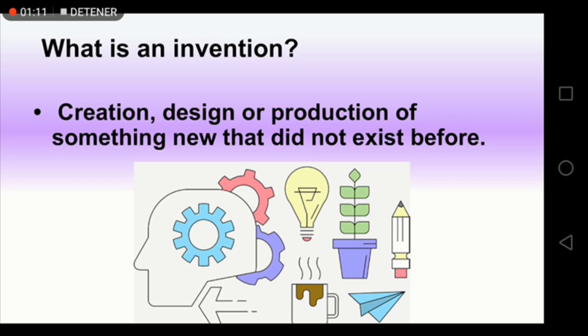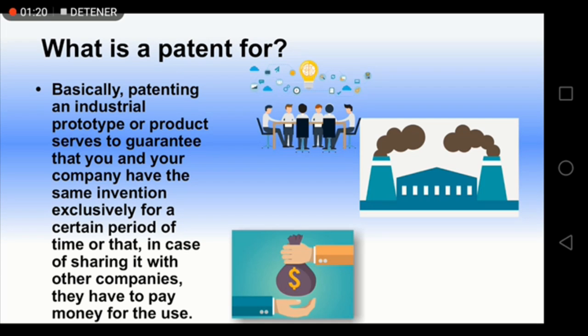What is an invention? Creation, design, or production of something new that did not exist before. What is a patent for? Basically, patenting an industrial prototype or product serves to guarantee that you and your company have the same invention exclusively for a certain period of time, or that, in case of sharing it with other companies, they have to pay money for the use.